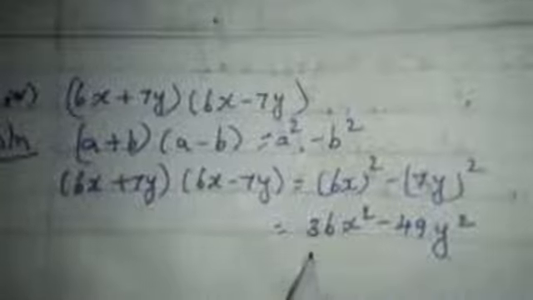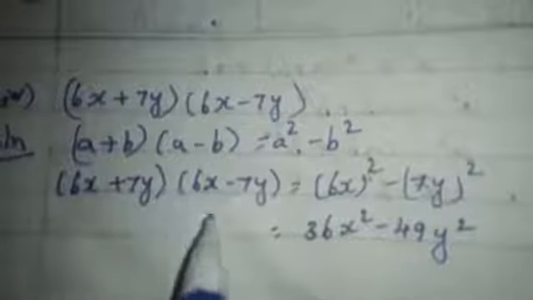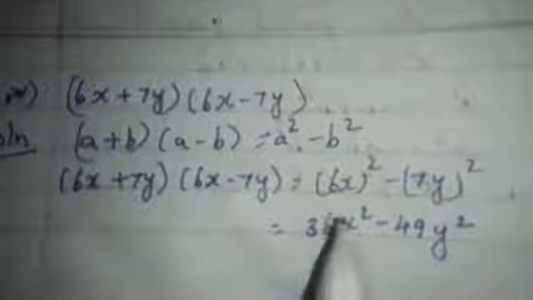6x squared can be written as 6x into 6x. Therefore, the value is 36x². And (7y)² can be written as 7y into 7y. That is, 7 sevens are 49, and y into y we get y². Therefore, (6x + 7y)(6x − 7y), the product is 36x² − 49y². Thank you.